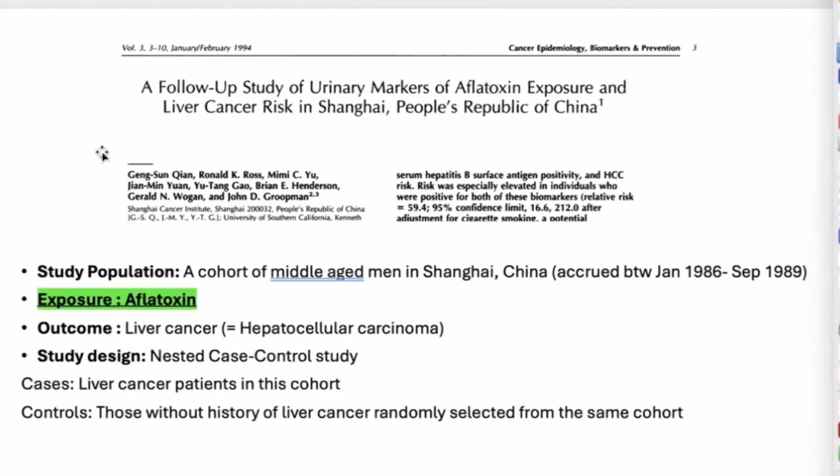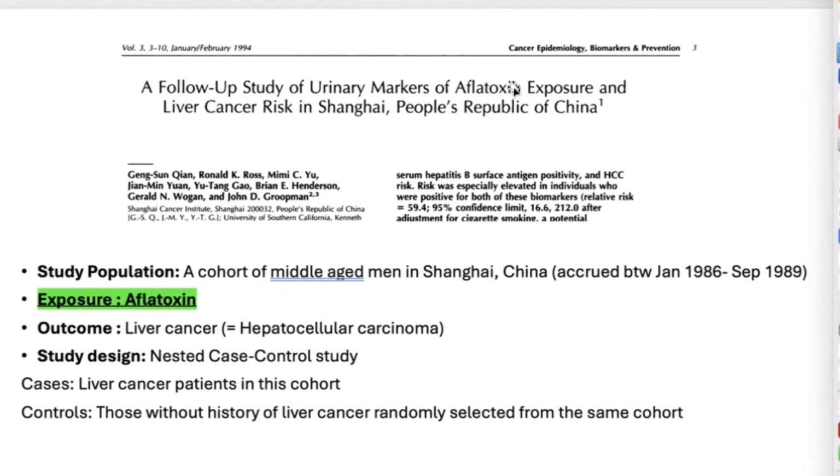So the full title of the paper is A Follow-up Study of Urinary Markers of Aflatoxin Exposure and Liver Cancer Risk in Shanghai, People's Republic of China. So the title is already saying a lot of information about this study. Our study population is a cohort of middle-aged men in Shanghai, China, who were recruited between January 1986 and September 1989. And our outcome is liver cancer, and our exposure is aflatoxin.